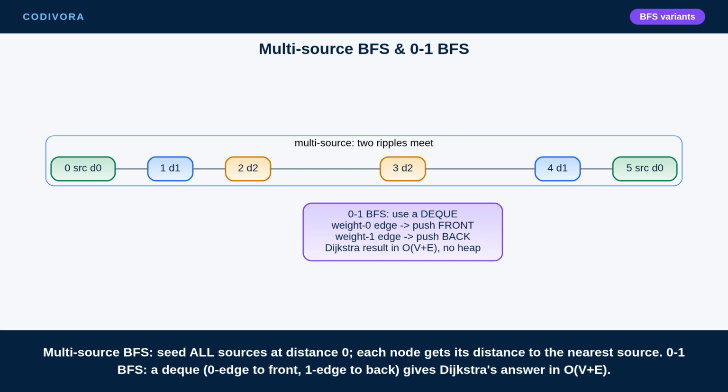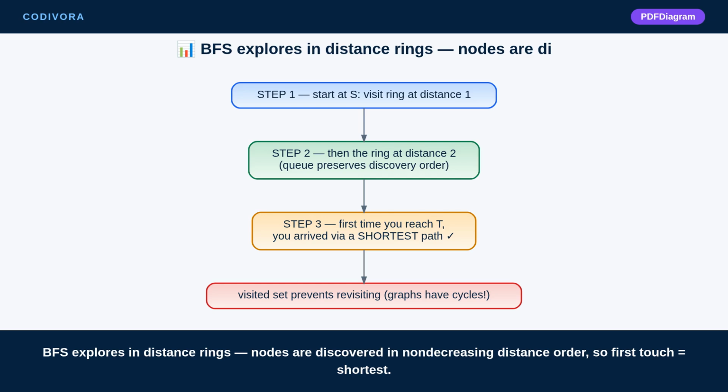And 0-1 BFS is the bridge to Dijkstra. When every edge costs 0 or 1, use a double-ended queue. Push a 0-weight neighbor to the front and a 1-weight neighbor to the back, and you get Dijkstra's answer in linear time. No heap needed. BFS explores in distance rings. Nodes are discovered in non-decreasing distance order, so first touch equals shortest.